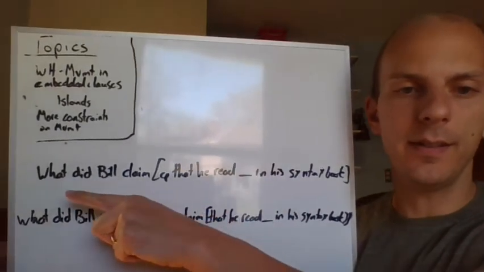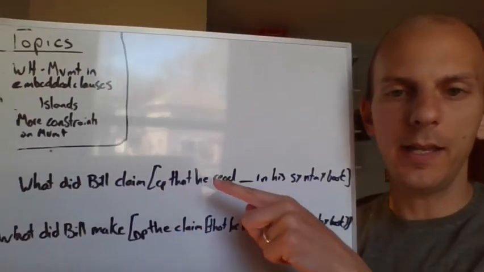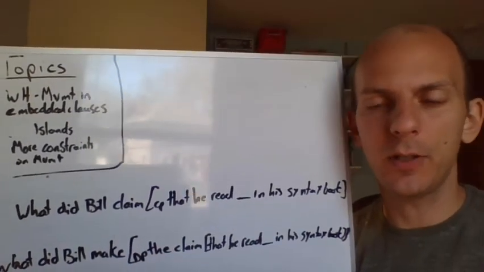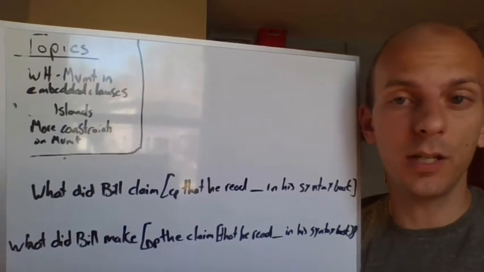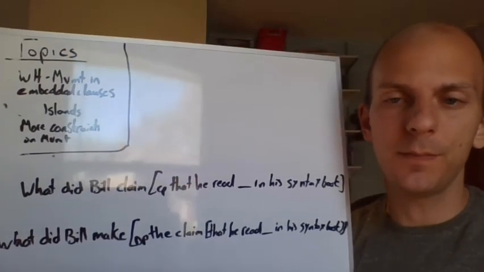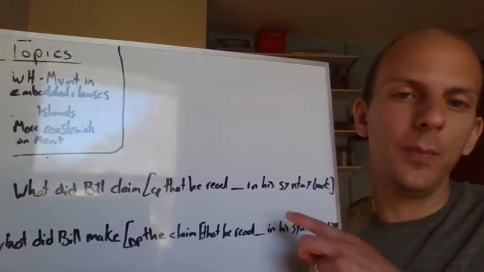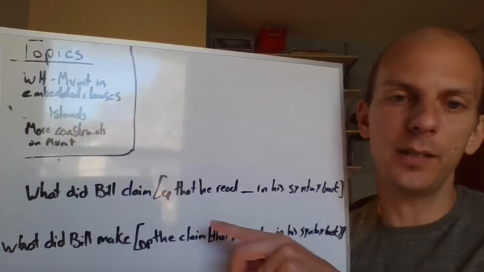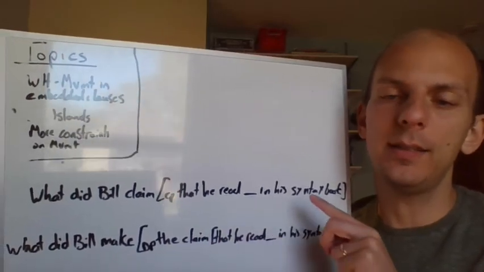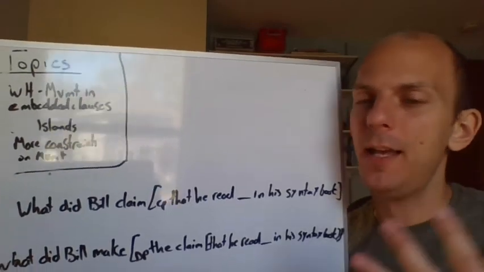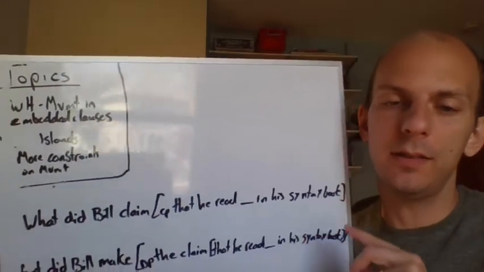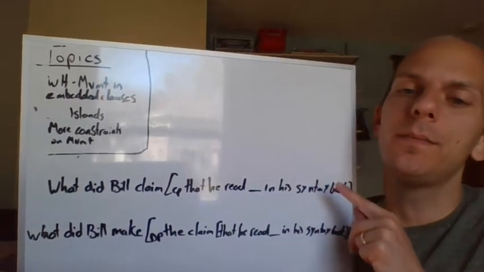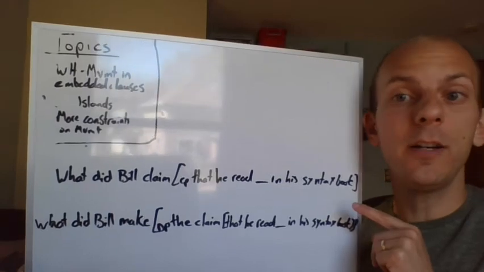All right, so our first sentence is this. What did Bill claim that he read in his syntax book? Do you like it? Or not? Grammatical or ungrammatical? Grammatical. This one's all right. And note that I put a little blank here where the trace goes. So the what has moved out of this, right? That he read what in his syntax book. That he read something. That he read about WH questions in his syntax book. What did Bill claim that he read in his syntax book? Totally good sentence.